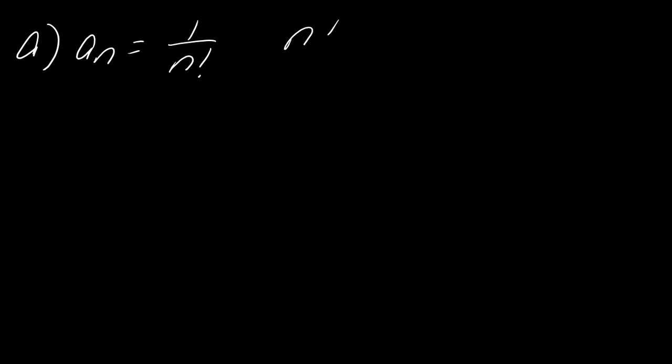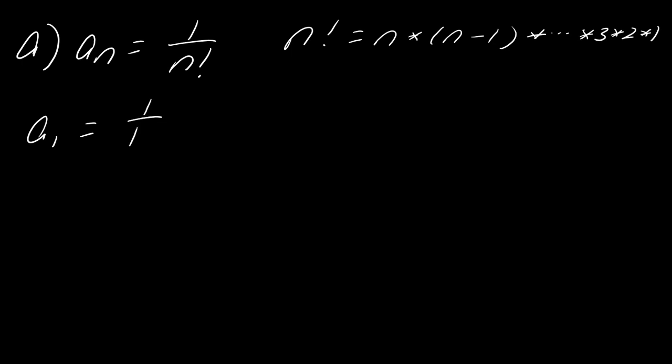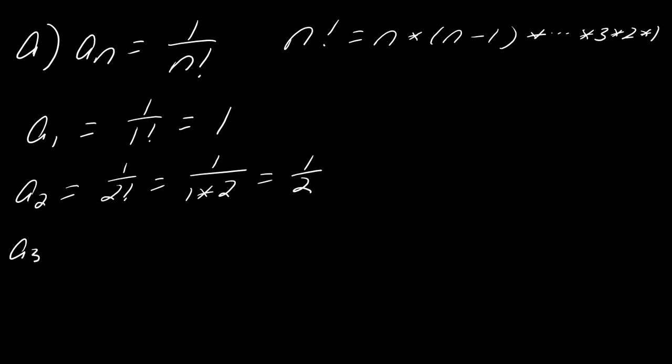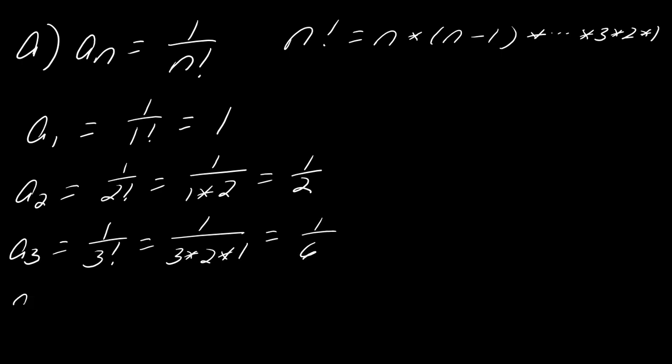So remember n factorial. This is the idea that I multiply each term starting at n until I get to the end of this list. So if I start with a sub 1, that's going to be 1 over 1 factorial, so that's just going to equal 1. For my a sub 2, that's going to be 1 over 2 factorial, so it'll be 1 over 1 times 2, so that's just 1 over 2. For a sub 3, that's 1 over 3 factorial, so that's going to be, typically we start with the highest number first. I don't know why I did that in the previous one. So this will be 1 over 6.